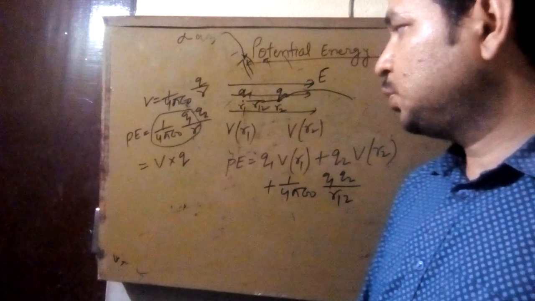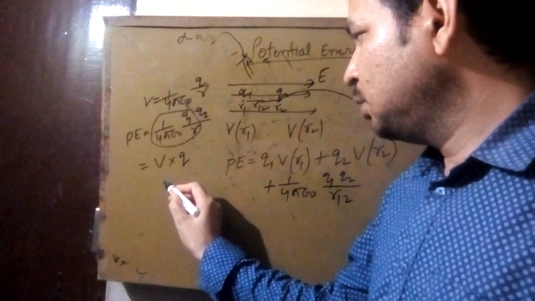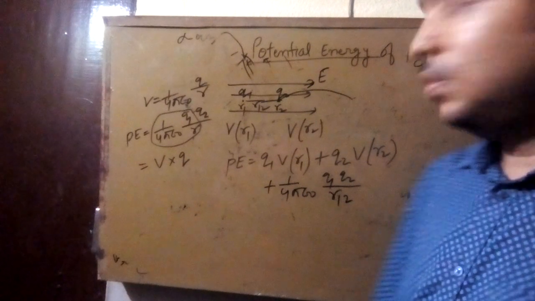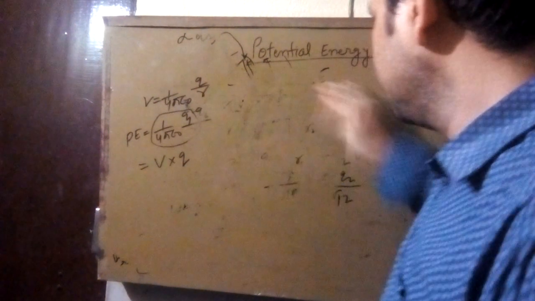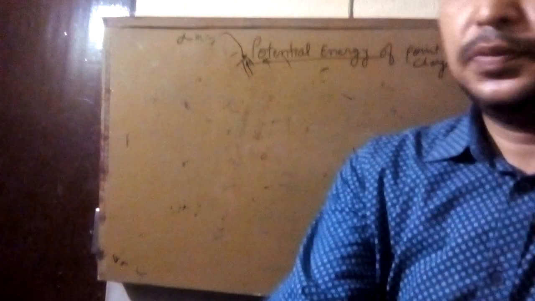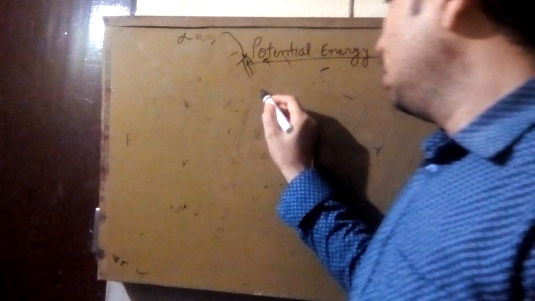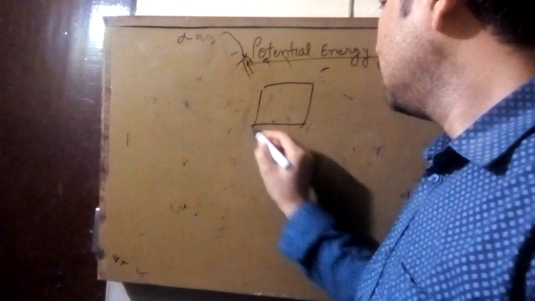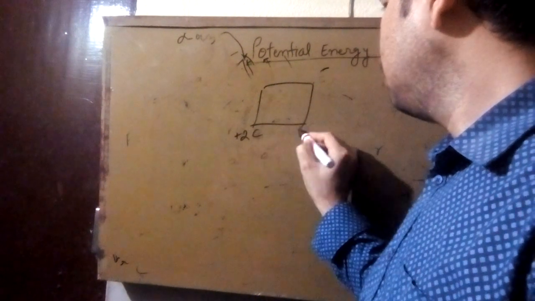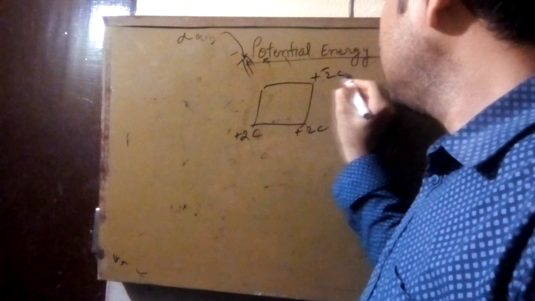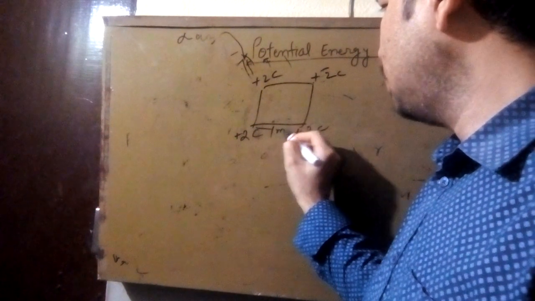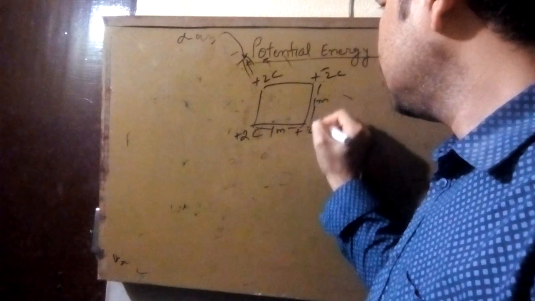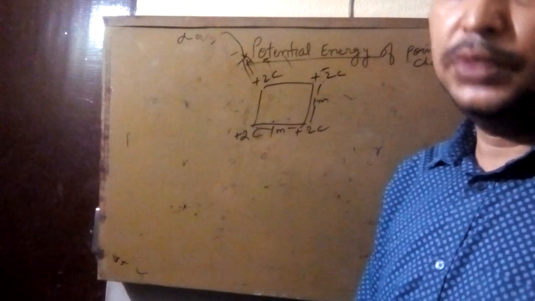I am giving a very small numerical question. So you also try to understand how you have to solve the question. Suppose 4 point charges are there, plus 2 coulomb, plus 2 coulomb, plus 2 coulomb, plus 2 coulomb, placed at the 4 corners of a square of side 1 meter each. What is the total potential energy of this system?